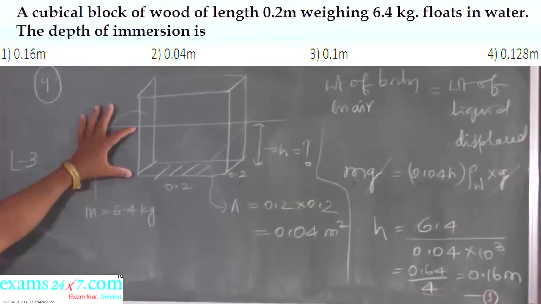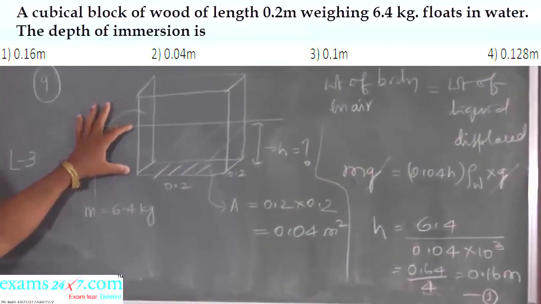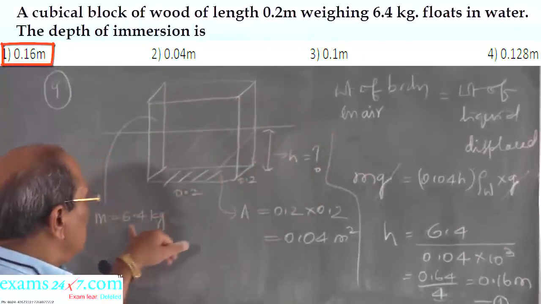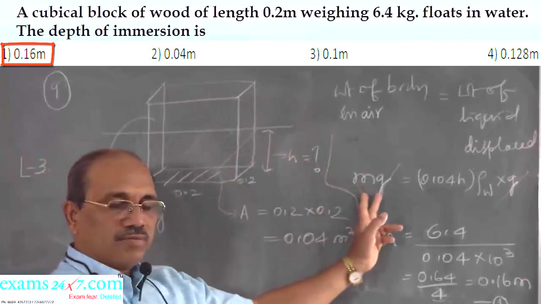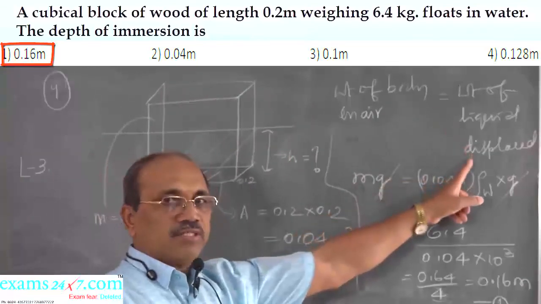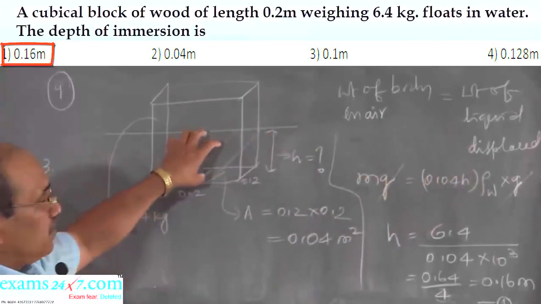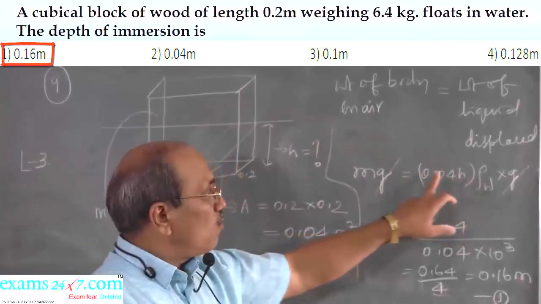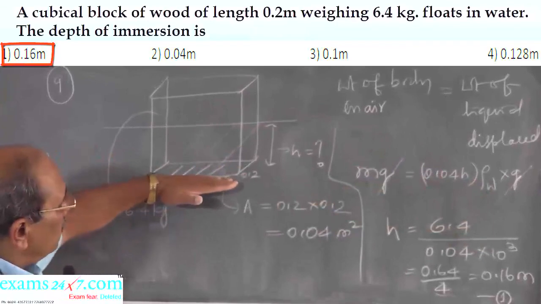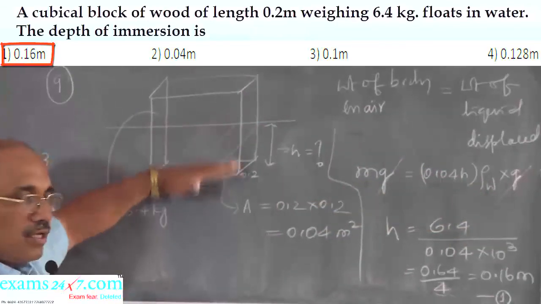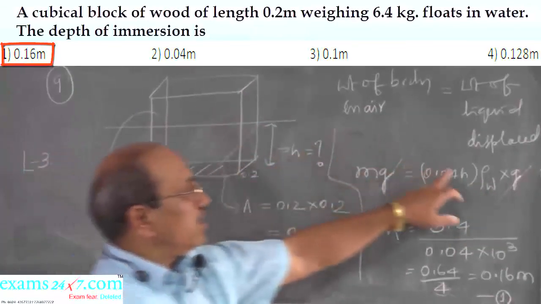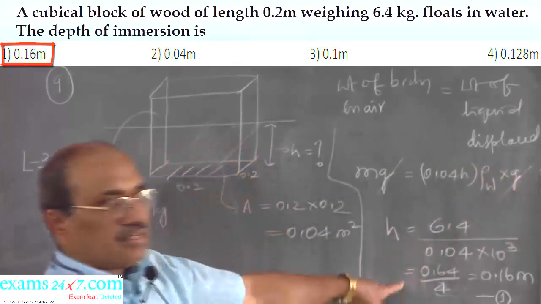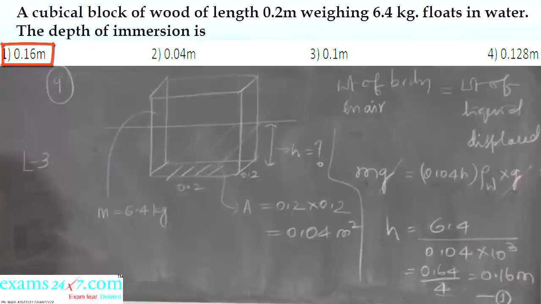So this is the portion which is inside the liquid. Weight of the body, as the mass is given, we write directly as mg. Weight of the liquid displaced is the volume of the portion of the body inside the water into density of water. Volume inside is calculated knowing the base area into height. Aim is to find height, that helps you. Multiplying by G. Substitution and simplification, we arrive at 0.16 meter.